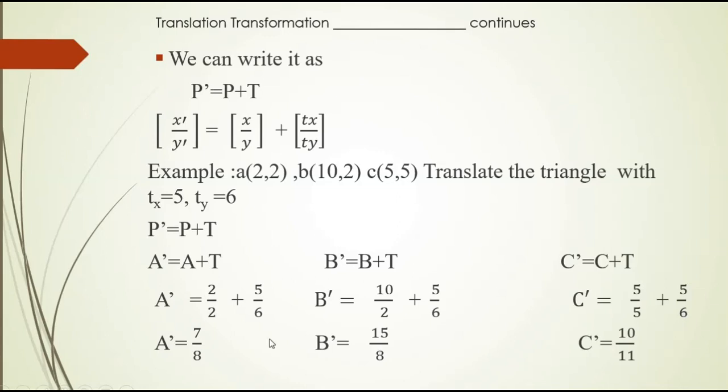And we get the translated positions: A dash is equal to 7 upon 8, B dash is equal to 15 upon 8, and C dash is equal to 10 upon 11. These are the new translated position values, that is 7, 8, 15, 8 and 10, 11, these coordinates.